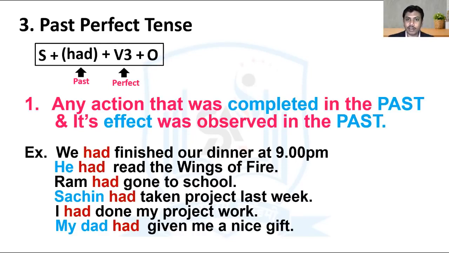And in a similar way, you can understand this example. I had done my project work. My dad had given me a nice gift. Now I'm talking about a situation where my dad had given the gift. It was effective at that particular moment. Okay. This is all about understanding past perfect tense.